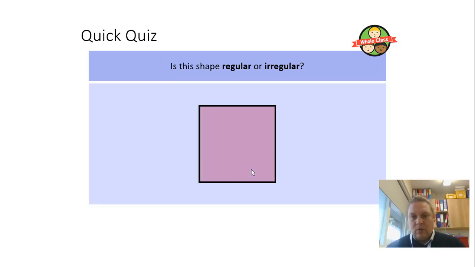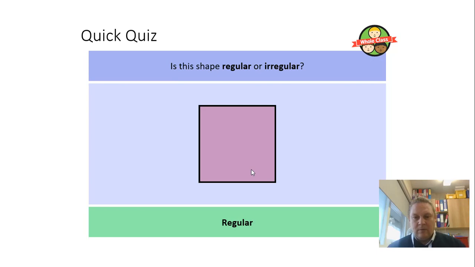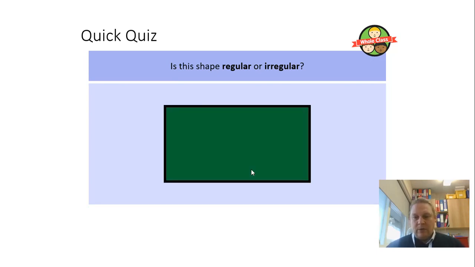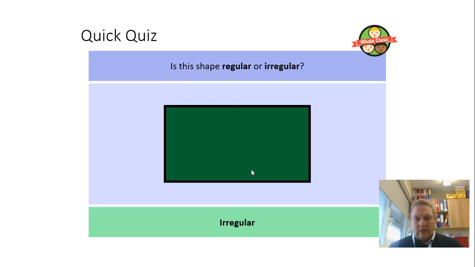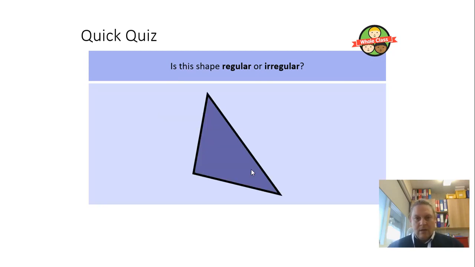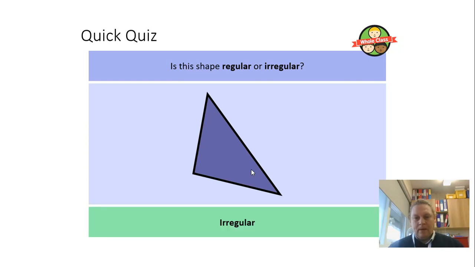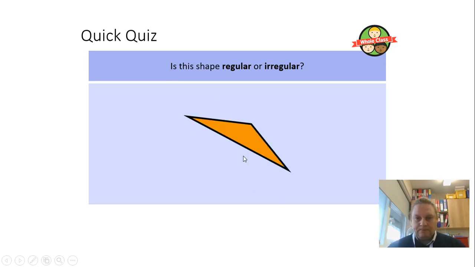Okay, is this regular or irregular? Let's have a quick think. And it is a regular shape. We've got same length sides and same angles. What about this one? We just covered this, so we should know this. Regular or irregular? It is irregular because the length of the sides are different. This one, is this regular or irregular? It is irregular. We've got different lengths of side, okay, and different angles again.